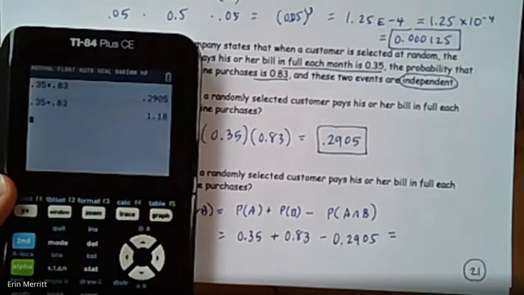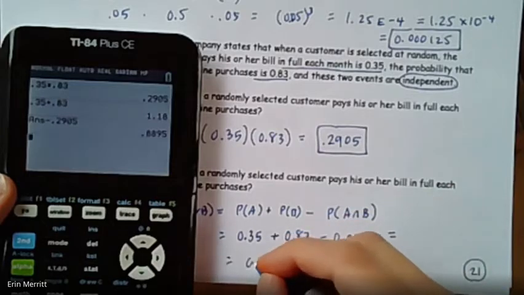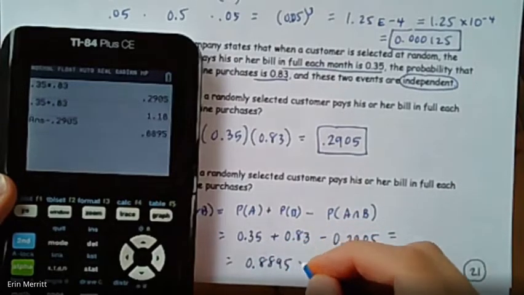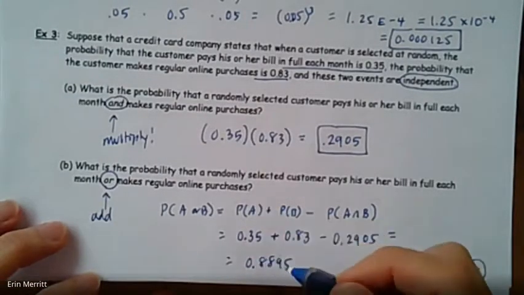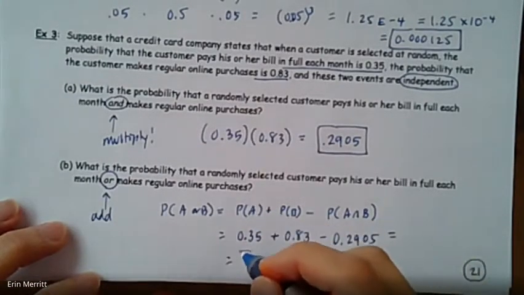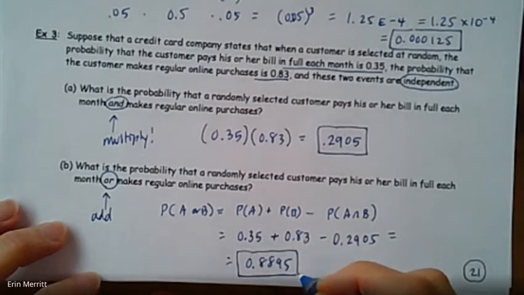So 0.35 plus 0.83, that would have been over 1, which would have cued us into something's wrong here. So 0.2905 off of that, we're left with 0.8895. So the chance that you would pick somebody and they would do one of those things is pretty darn high. So almost 89% of their customers fit into at least one of those categories.